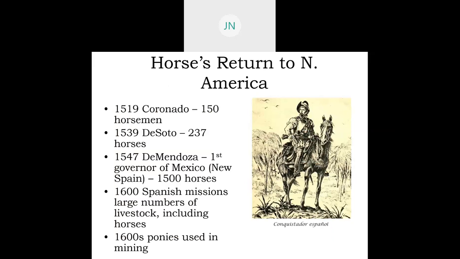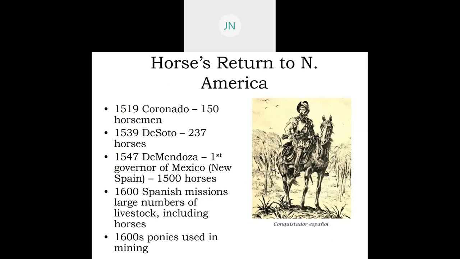And then we come back to the horses' return to North America. So around 1519, Coronado brought 150 horsemen and their horses. Someone asked me that once. Yes, the horses were with them, back to America. And that's how horses first returned to North America.